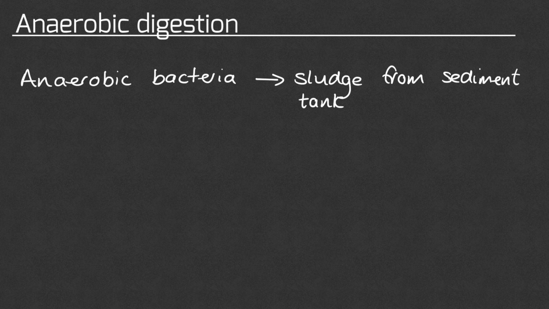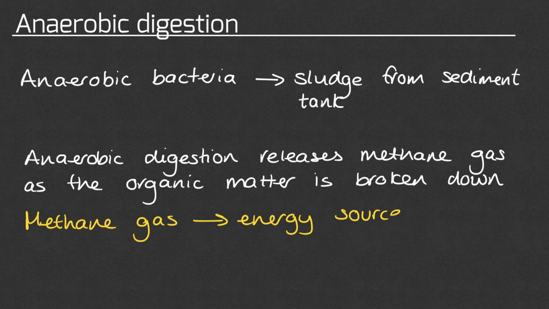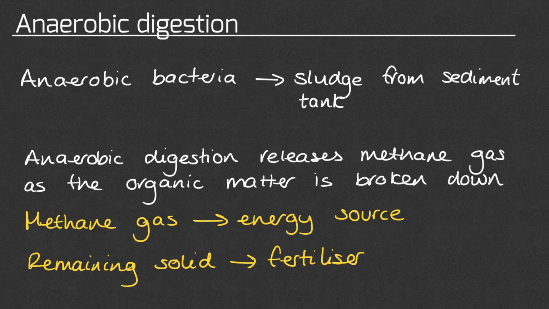Anaerobic bacteria will act on the sludge left over from the sedimentation tank. So the anaerobic bacteria will break down the sludge, and in that process they release methane gas as that matter is broken down. We can then use the methane gas released from this process as an energy source. It's just like natural gas, so similar to the gas which you might have on your cooker. The solid remaining can then be used as fertiliser, so farmers will use it to help grow crops.